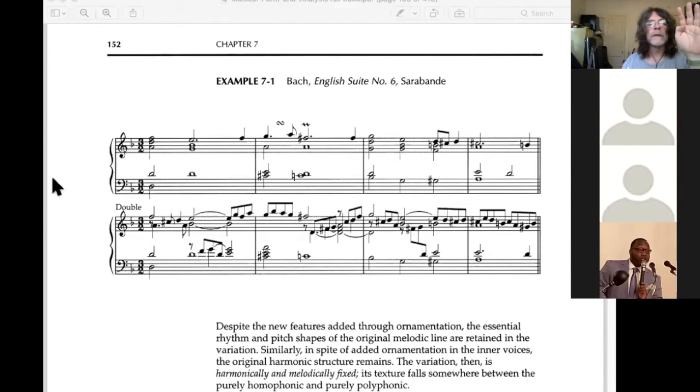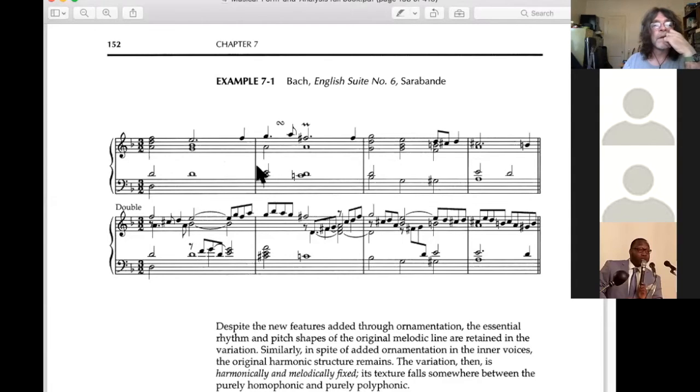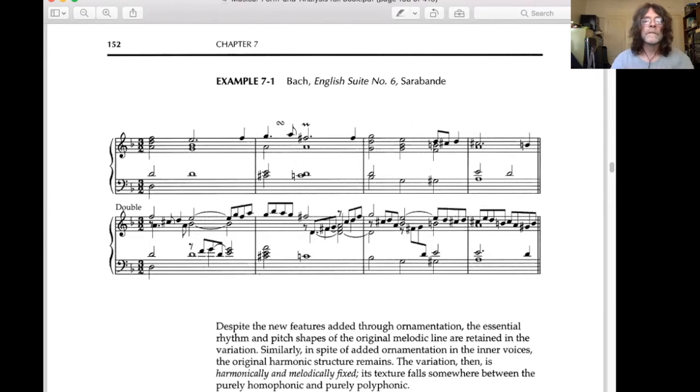Here we go again. Oh man, everything keeps getting in the way of doing things. Here we go. All right, now here's the next 8 measures. That was a half cadence, our next 4 measures. Here's the double.